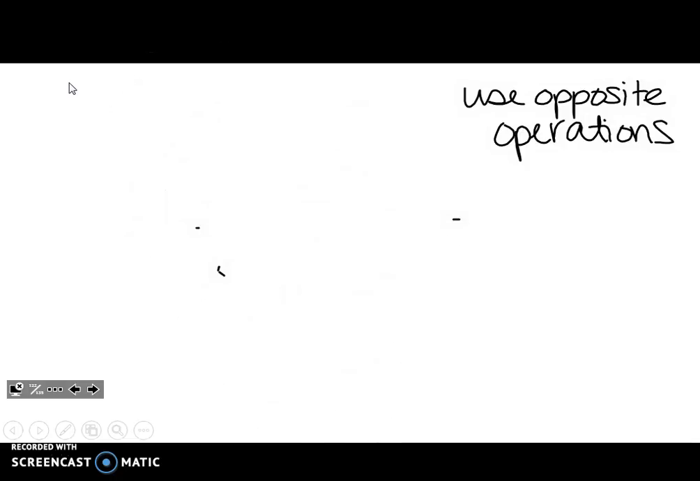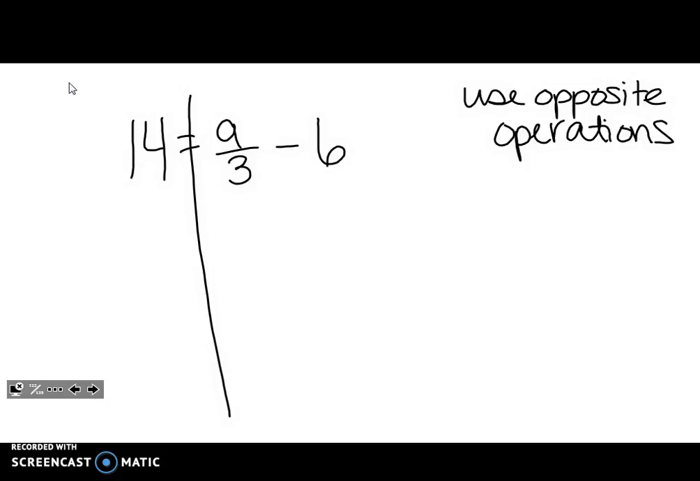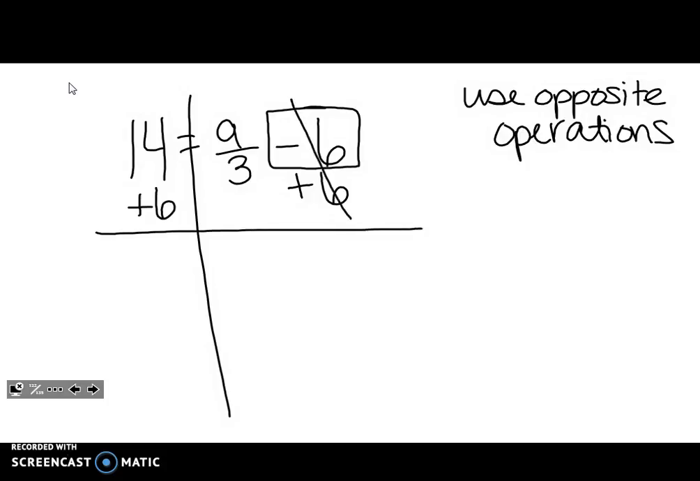One more like that. All right, so right now the minus 6 is not connected to the a, so I'm going to do the opposite, which is adding it. So I'm going to add 6 to the other side. 14 plus 6 is 20.